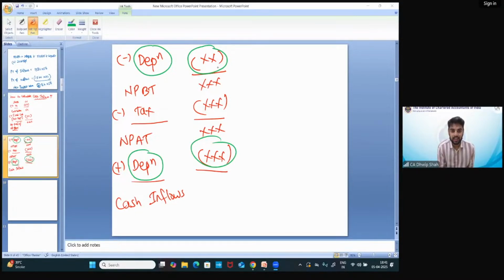Sir, depreciation लेना ही नहीं था, add ही करना था. You wanted to add back. Then why did you subtract only? ले ही लेना था ना, ignore करना था. So why did you first subtract and then add back?